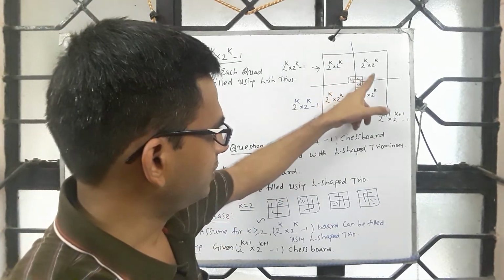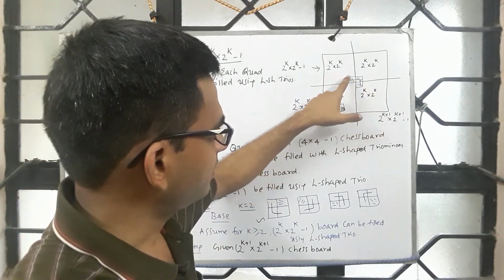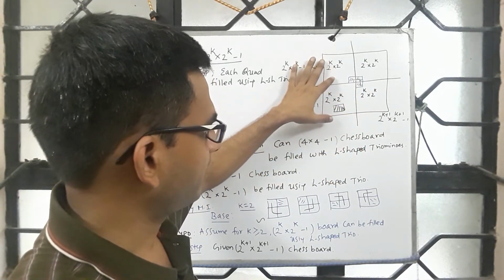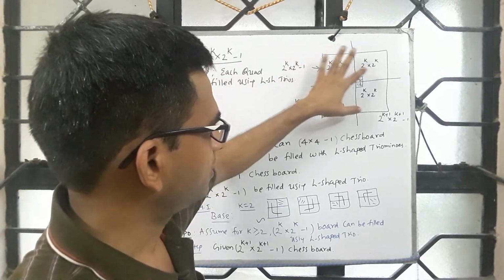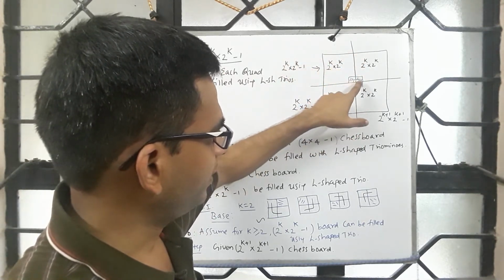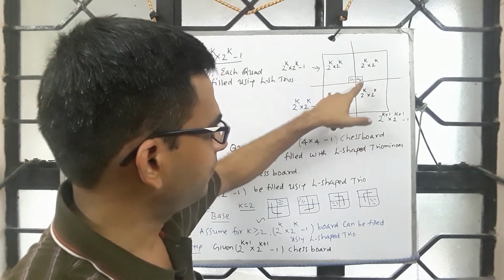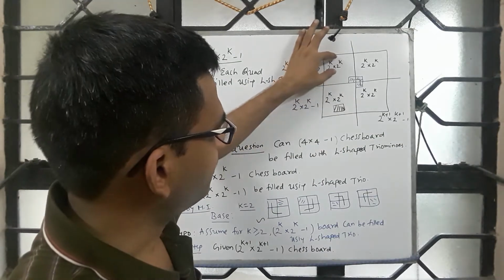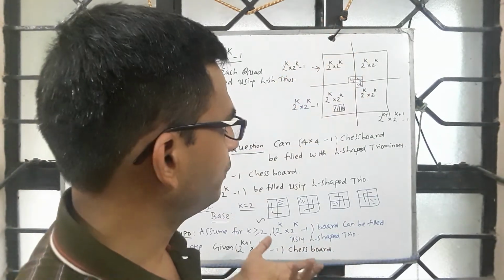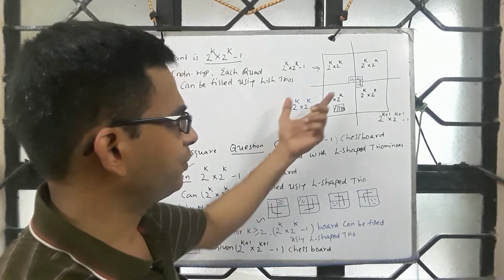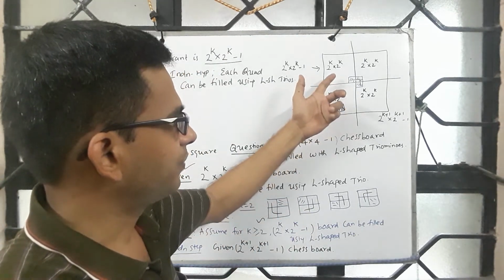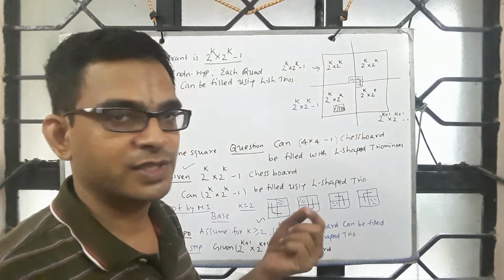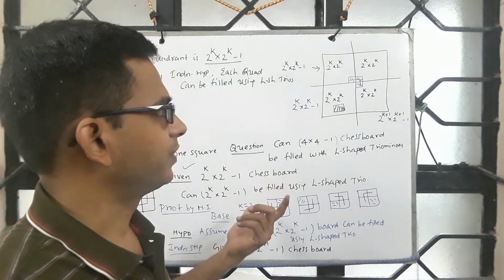Now to bring the hypothesis in these 3, from each of them I remove the corner square, so that it becomes 2 power k cross 2 power k minus 1, and apply the induction hypothesis in each of them. Since I have carefully removed the corner one, this can be filled using L-shaped triominoes. Do not remove any arbitrary square from each of them. If you do it, then you will not have control over how to fill the L-shaped triomino for the rest of them. The 3 of them that you have removed, we don't know how to fill it.